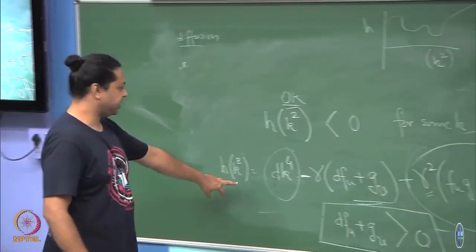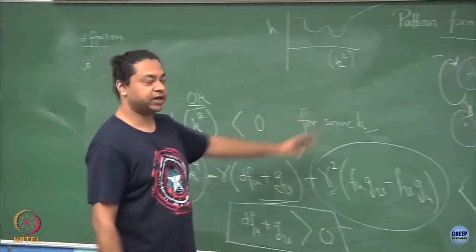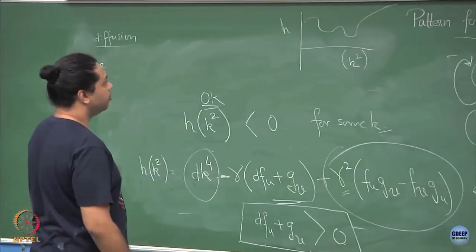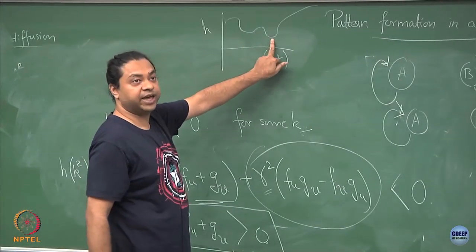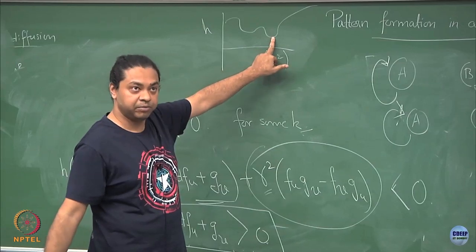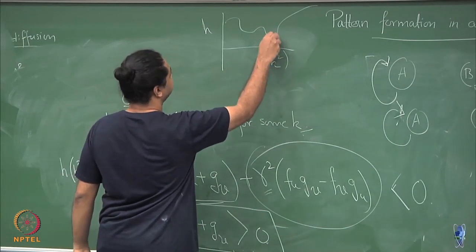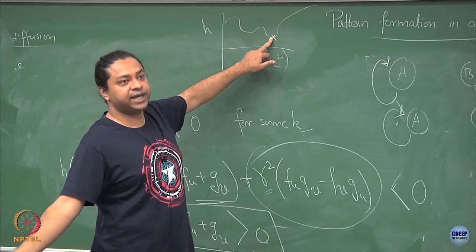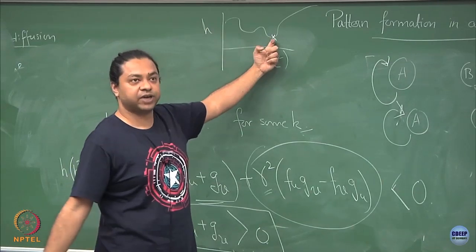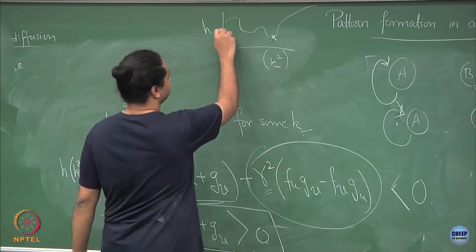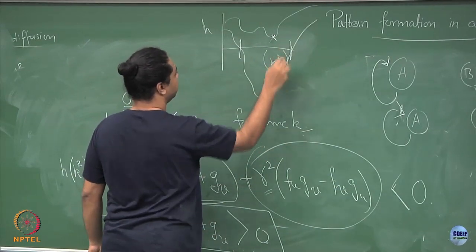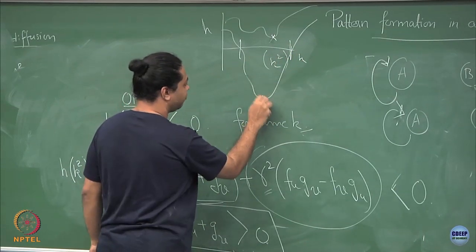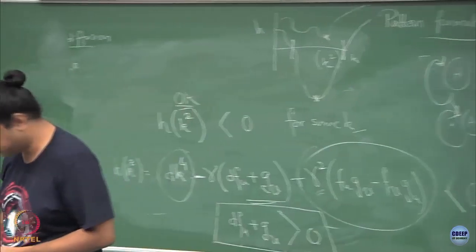I need this h of k square to be less than 0 for some value of k at least. So, this is a necessary condition. For it to be sufficient, I can look at the minimum point of this h curve, wherever h of k square has a minimum. If at the minimum point the value is less than 0, then I am guaranteed that at least one k exists where I have h of k square less than 0. There might be more. The curve might look something like this, in which case this whole range of k's will destabilize the steady state, but at least if I have one, I am guaranteed that I have one wave vector that will destabilize.